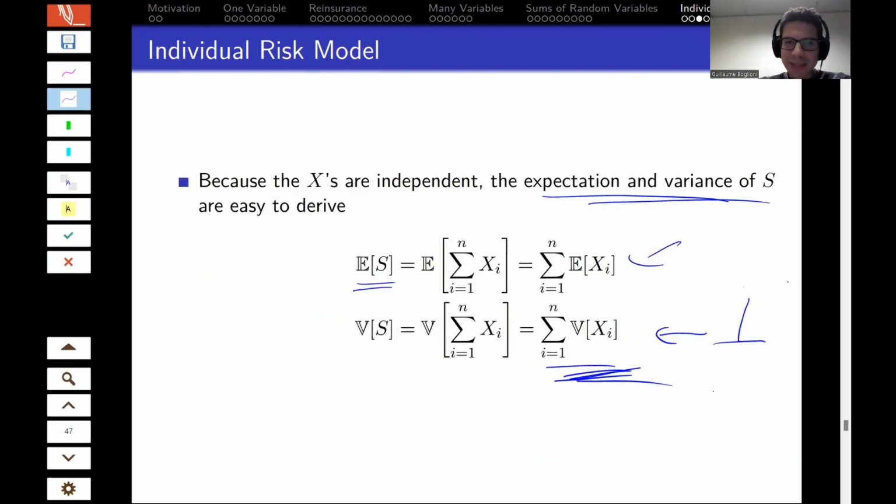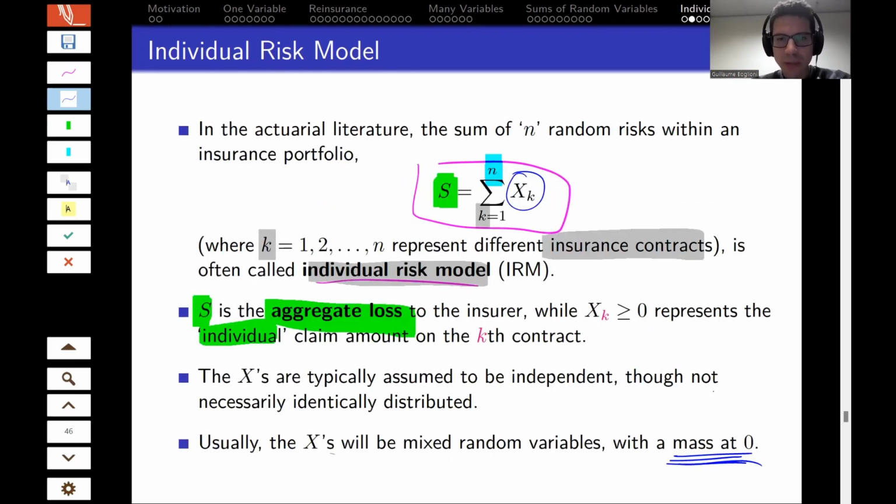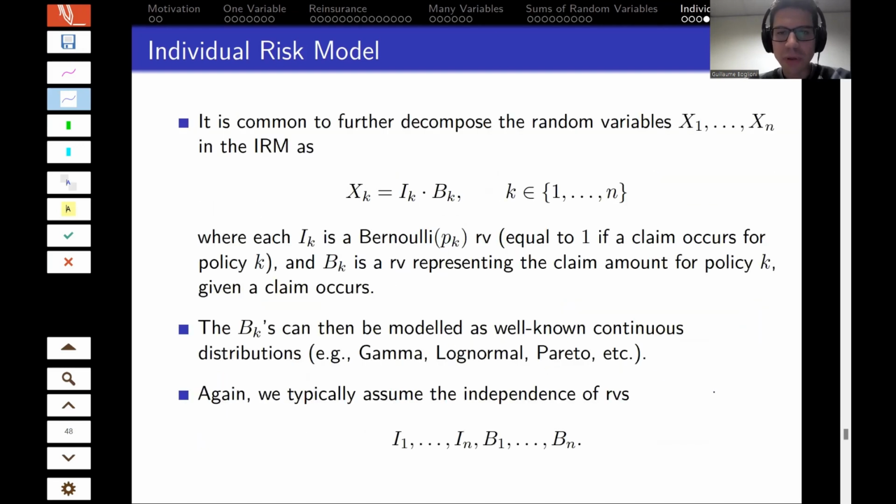That's a very simple model, and there's nothing much new here. However, it's very common that within this model, we make one further step, which is the following. We decompose those X's in the following manner. Every XK is represented as IK times BK.